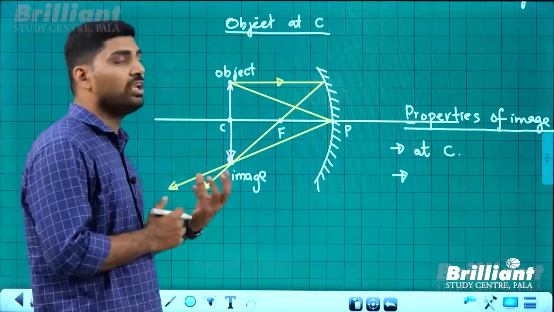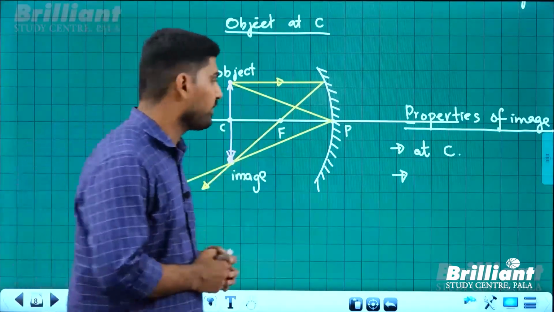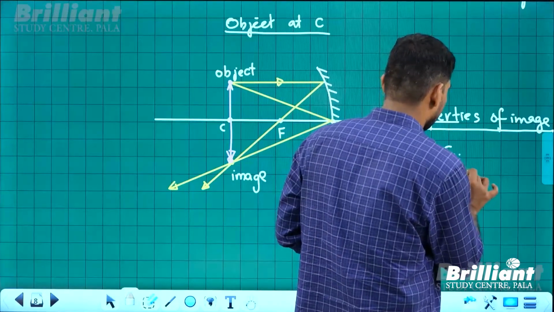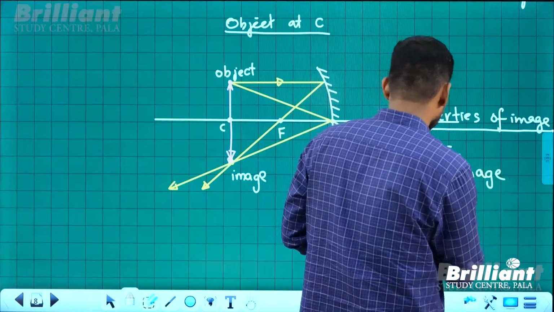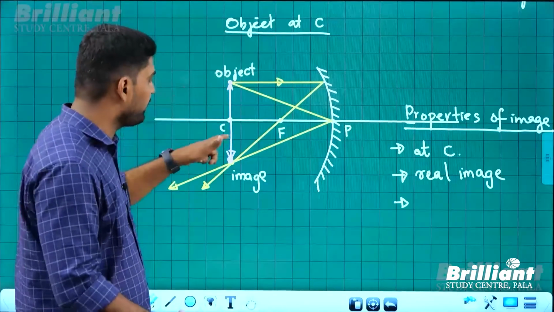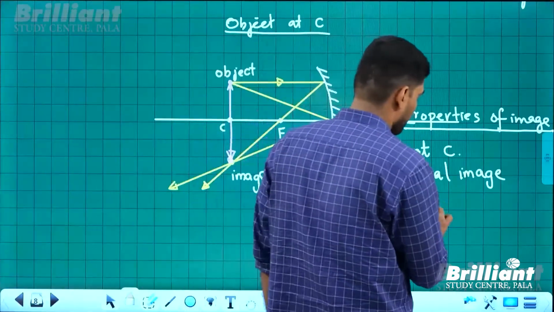Whether it is real or virtual. The light rays are actually meeting at this point, right? Light rays are actually meeting. So this is a real image. Now the third property. Is it upright or inverted? This is the image. It is inverted with respect to the object. So it is an inverted image.